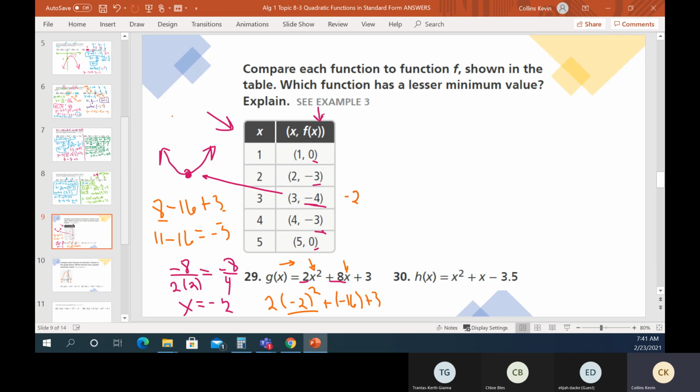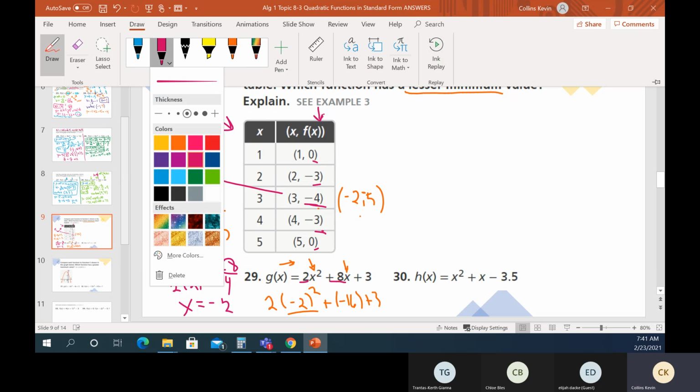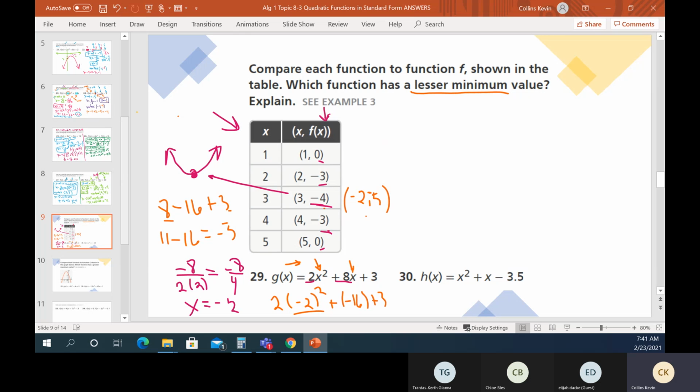So -2, -5. Now the question was, which one has the lesser minimum value? I've got my negative sign here, that would help. So this guy bottoms out at -4, but this guy bottoms out at -5. So in this particular case, the one that has the smaller value would be this guy, because his vertex is lower, right? So that's our boy.